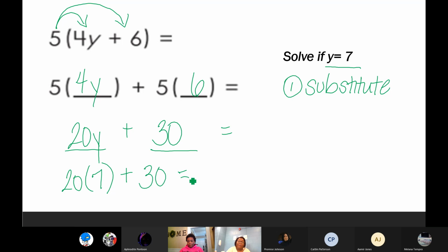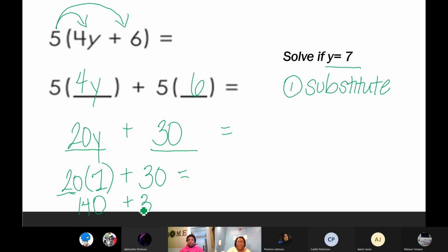We want to remember our order of operations. We always want to multiply first. So use your calculators, but you could just do it in your head. What is 20 times 7? Another way for us to think about this is what is 2 times 7? 14. So 20 times 7 would be 140. I just added a 0.